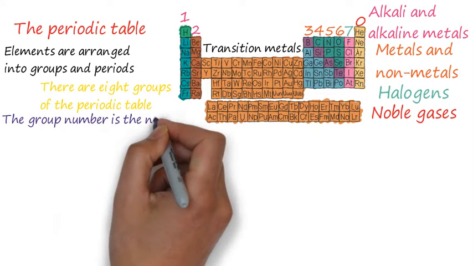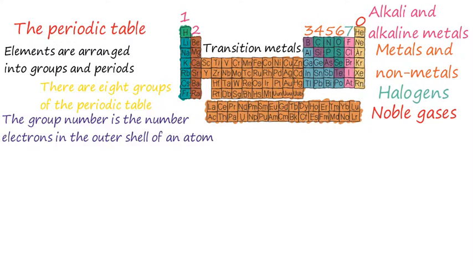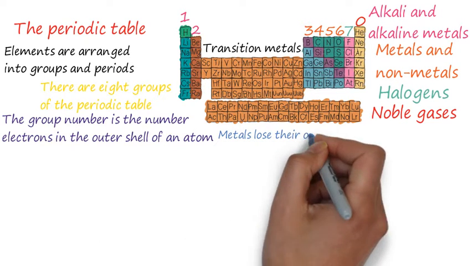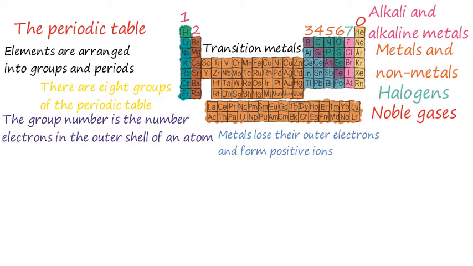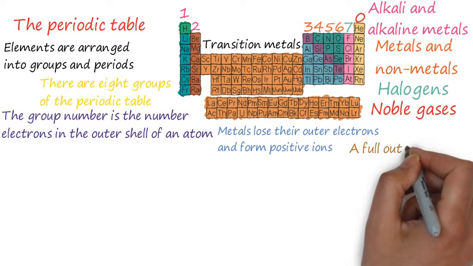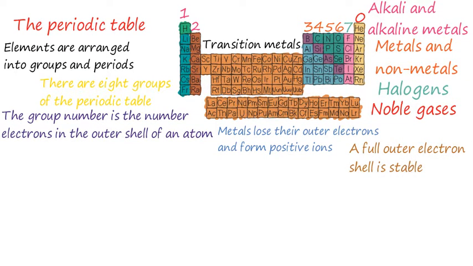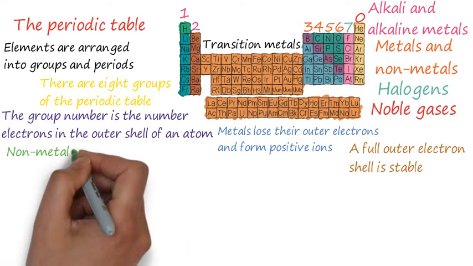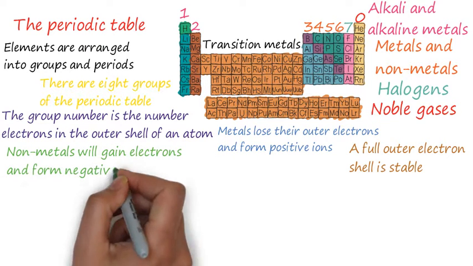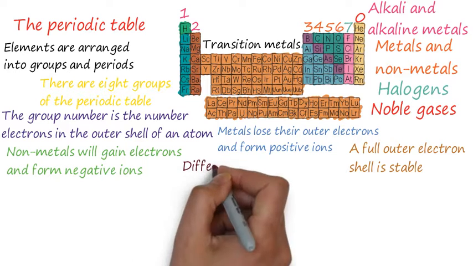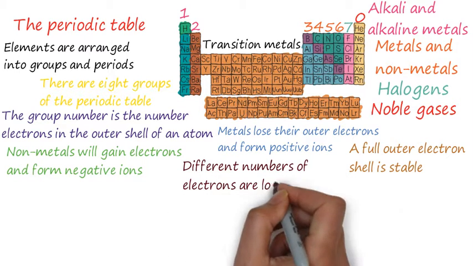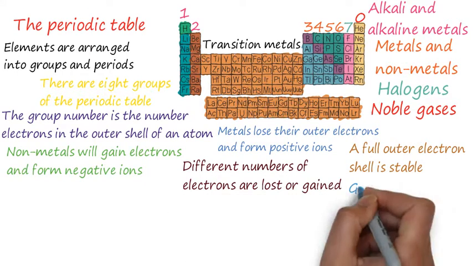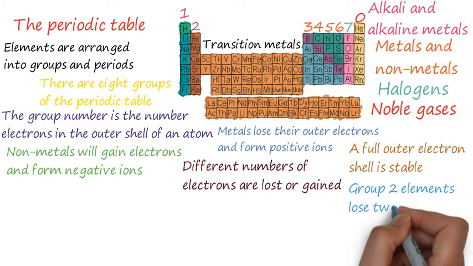All metals in the periodic table will lose their outer electrons during a chemical reaction to form positive ions. This is because a full outer electron shell is the most stable arrangement. All non-metals will gain electrons to achieve this, forming negative ions. Losing or gaining electrons will give the elements the electronic structure of a noble gas. Using the group number, you can work out how many electrons are needed to be lost or gained.